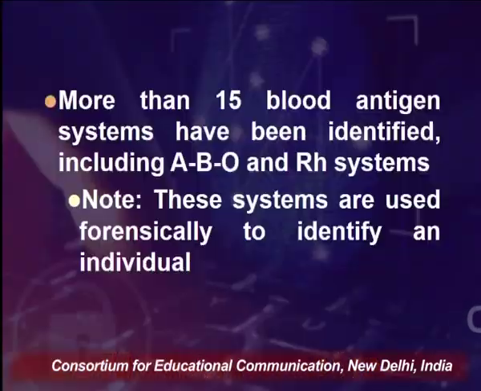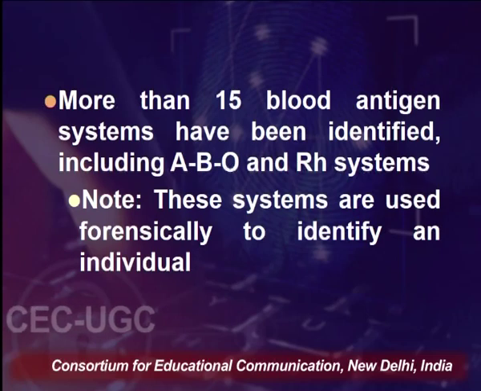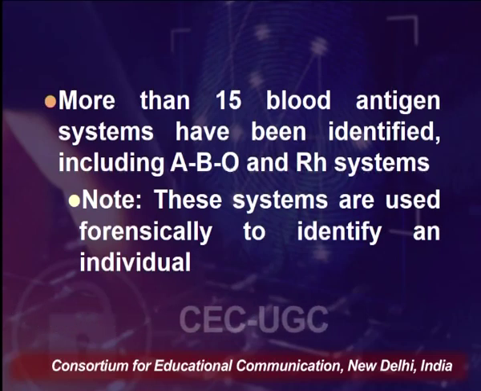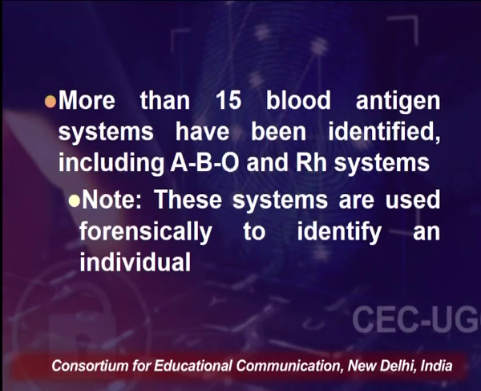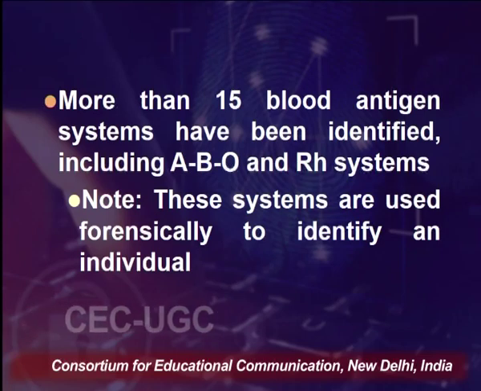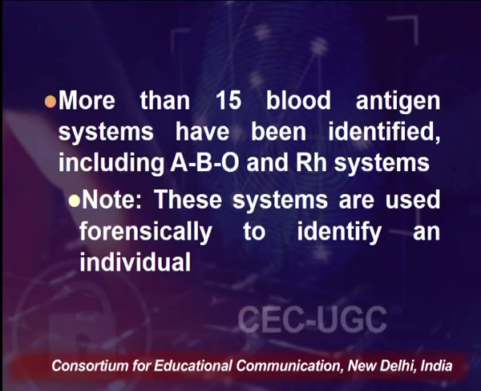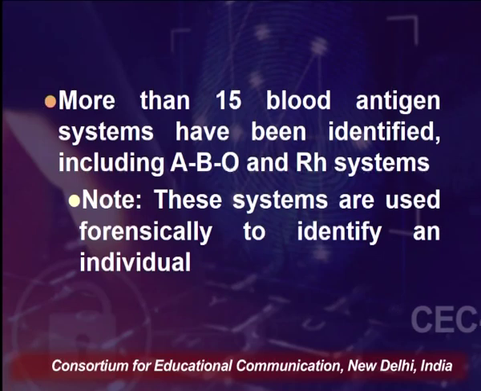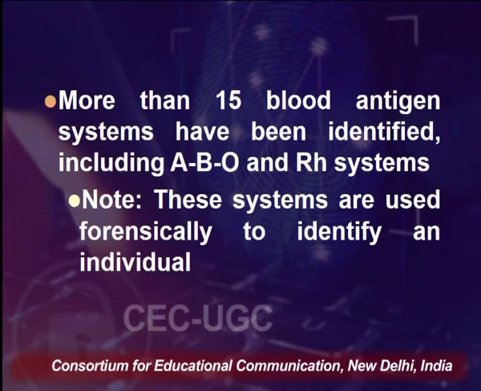There are certain antigens present in the blood, and they reside on the RBC surface, and they impart blood type characteristics to the cell. They stimulate the body to produce antibodies against them. More than 15 blood antigen systems have been identified, which include the ABO blood system and the RH system. On what basis do we say the blood group of a person, whether it is AB positive? When we are talking about positive and negative, that comes from the RH factor, whether that particular RH factor antigen is present in your blood or not.